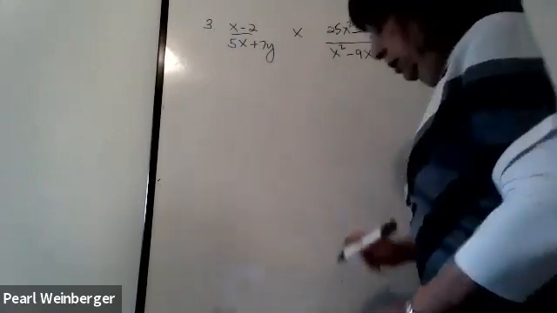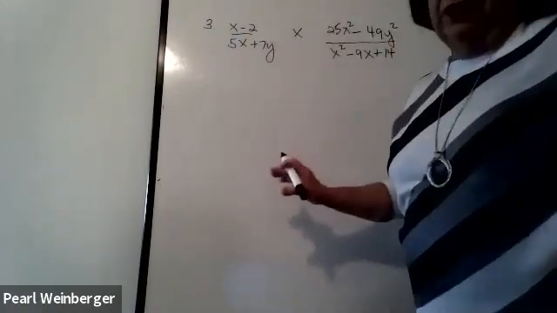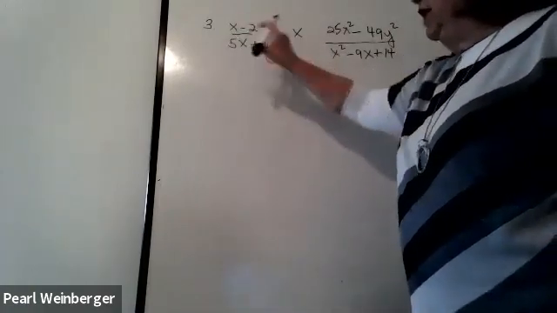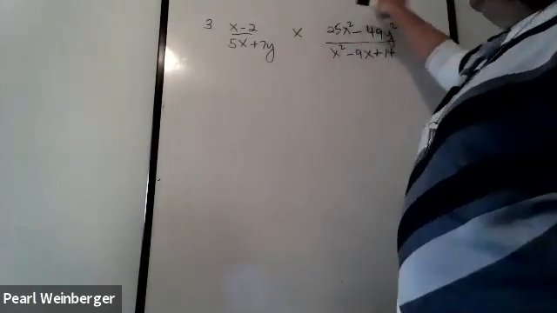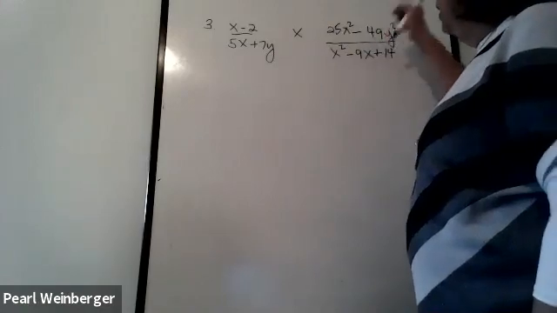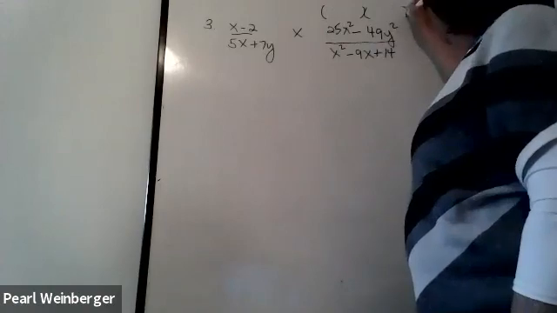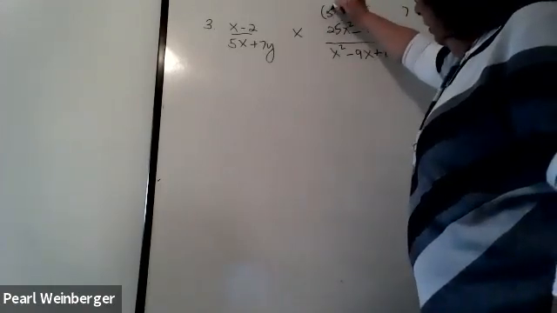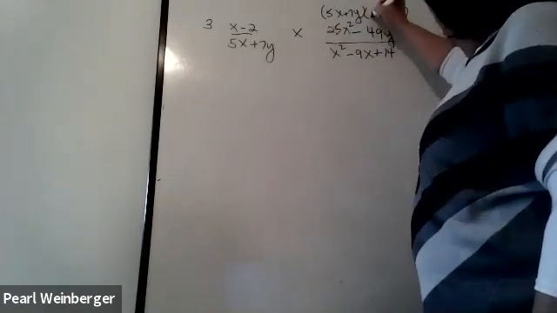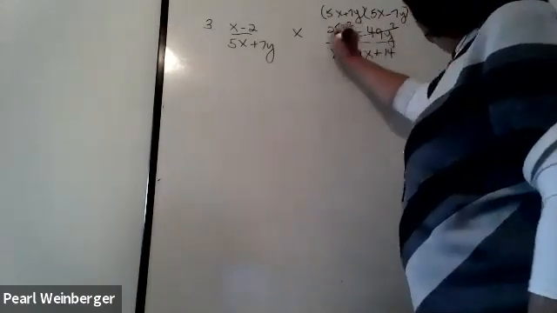And again, just as we did before when we were simplifying, we factor everything completely. So there's nothing to factor over here. These are factored completely. I'm going to factor and put the factors on top. 25x squared minus 49y squared, again, is the difference of squares. So that will give me 5x plus 7y and 5x minus 7y, two conjugate binomials.